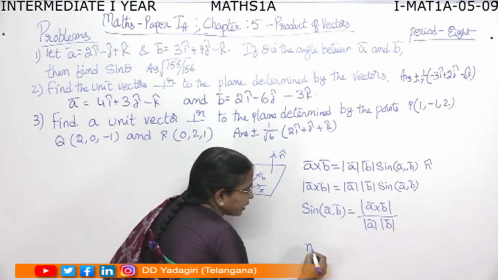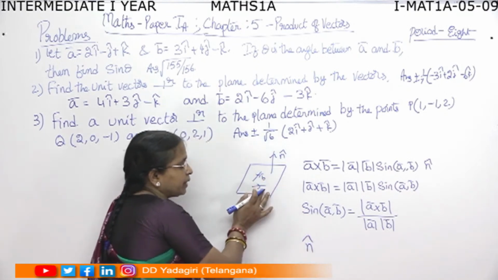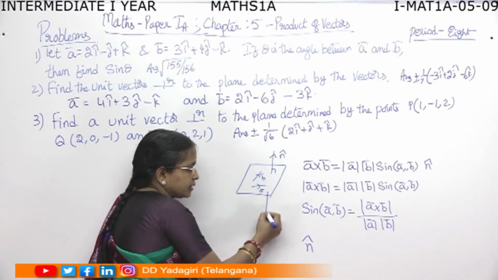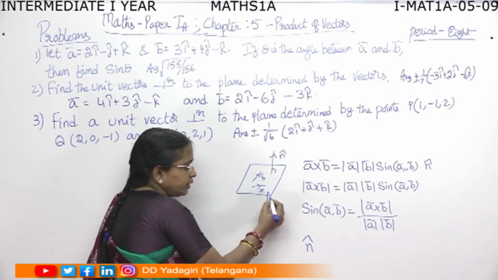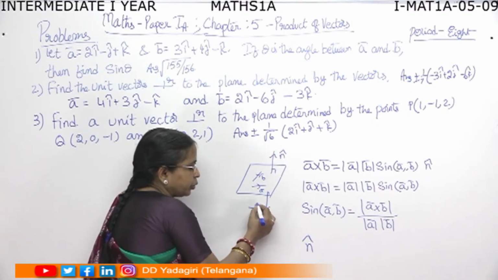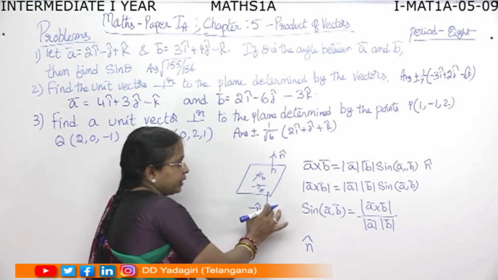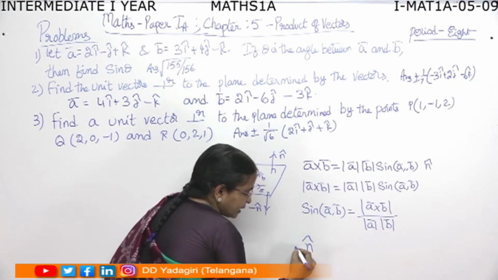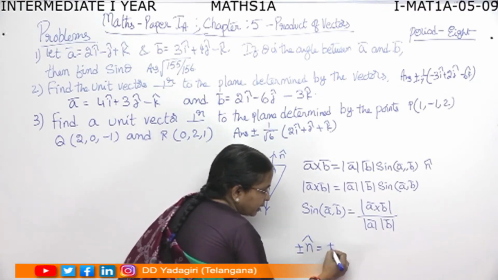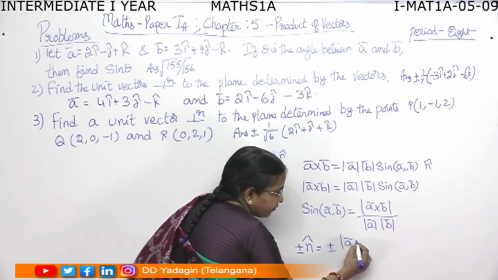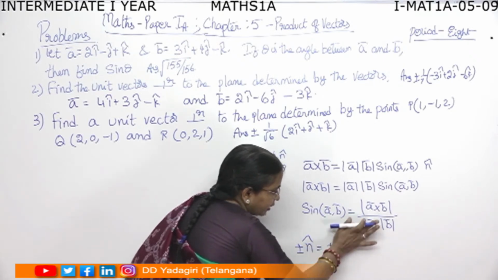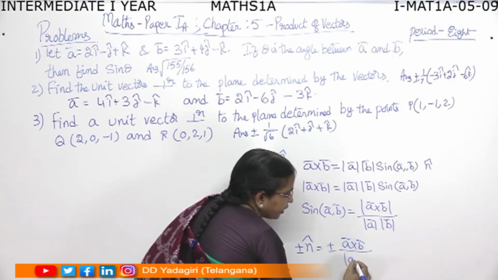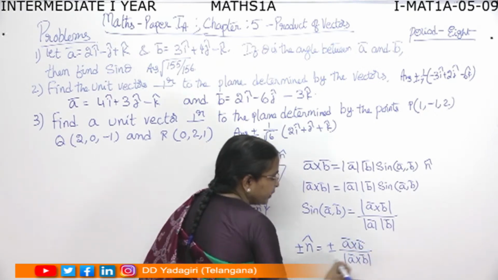And then unit vectors. The unit vectors perpendicular to the plane containing A and B. This is n cap and this is minus n cap. This is also perpendicular to the plane containing A and B. n cap and minus n cap are given by the formula plus or minus n cap is equal to plus or minus A cross B by mod of A cross B. This is the formula.